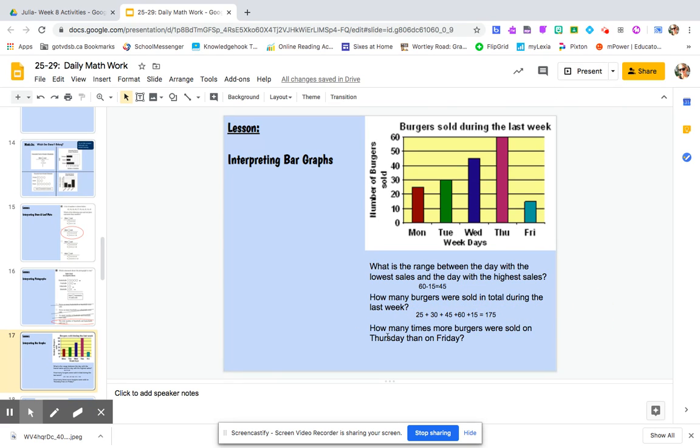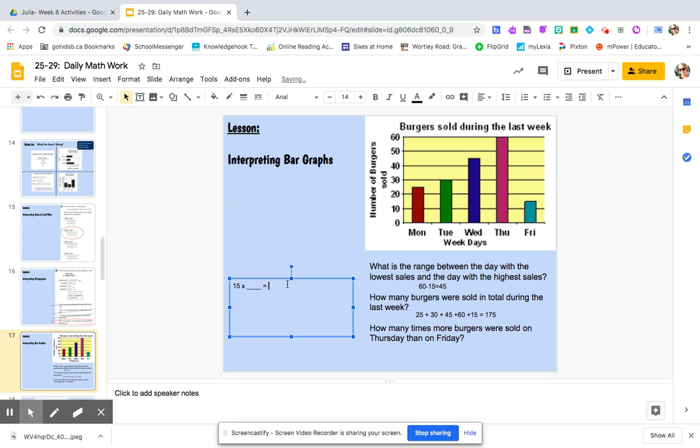Now, last but not least, how many times more burgers were sold on Thursday than on Friday? So we are looking at how many times more. That's a multiplication question. When I write that out, there's multiple ways to write out our multiplication statements. We could say 15 times what number equals 60. Where did I get those numbers from? The 15 from the Friday burgers and the 60 from the Thursday burgers. We're looking at how many times more on Thursday than on Friday.